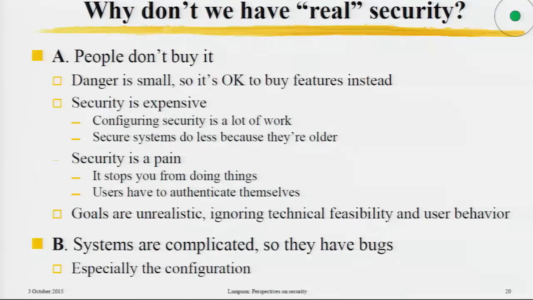A secondary reason we don't have real security, which is the one that we typically focus on in these conferences, is that systems are complicated, so they have bugs. But the fundamental reason is that people don't buy it. So what's going to happen next? Well, this is my recipe for what happens next.